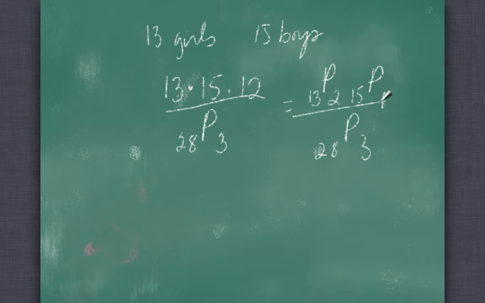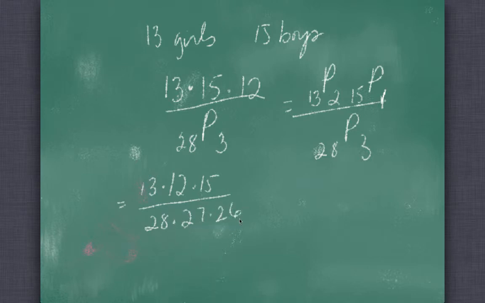Okay? Now, the number of ways to either choose or place one person is just the number of people there are, right? Because you only have one spot to chunk them up. So we can go ahead and write this out. Cancel some stuff out.